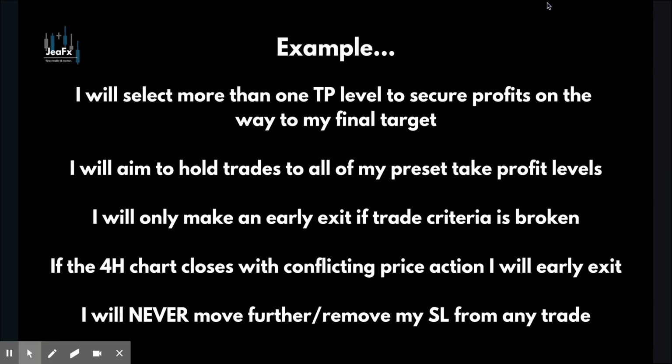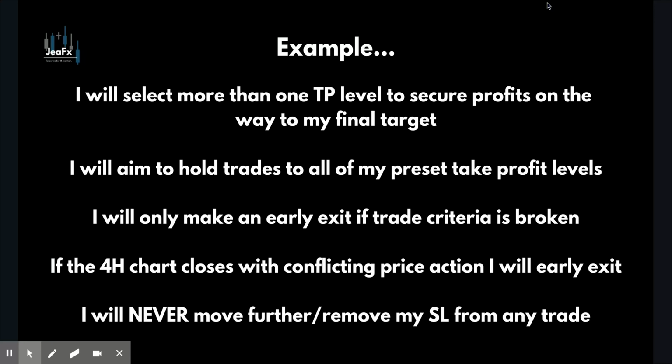I will aim to hold trades to all of my preset take profit levels. This is basically the same again. We preset those take profit levels. We preset that when we hit this level, we're going to take half profits. When we hit this next level, we'll take the rest of our profits. Preset these levels and then stick to them. Unless there are criteria changes, we will aim to hold all of our trades to all of our preset take profit levels. And that is going to be a big part of our exit strategy.